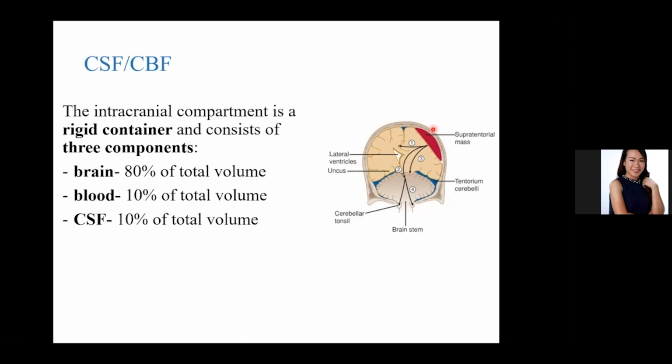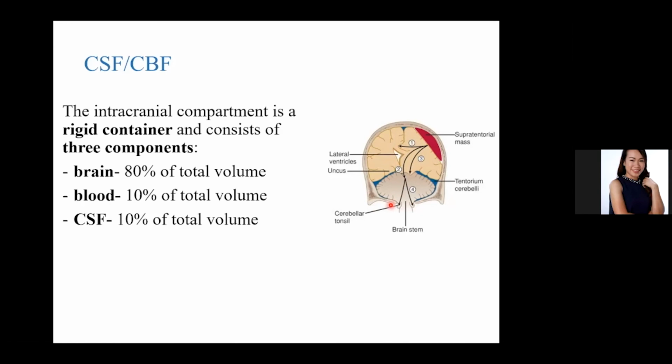So what is contained inside the cranium? Of course, 80% of it contains the brain. All right, 80%. Only 10% comprises the blood and another 10% for the cerebrospinal fluid, giving us 100%. So again, as I've mentioned earlier, these 3 components have to maintain their normal volume.